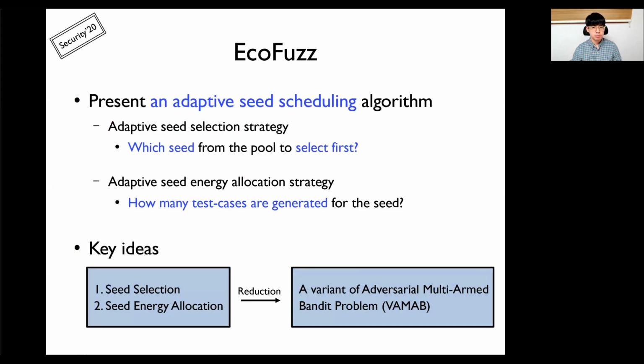So EcoFuzz presented a novel seed scheduling algorithm that intelligently determines seed selection and seed energy allocation. At a high level, to achieve this, EcoFuzz transformed finding a good seed selection and energy allocation strategy into serving a domain-specific learning algorithm, which is a variant of adversarial multi-armed bandit algorithms.